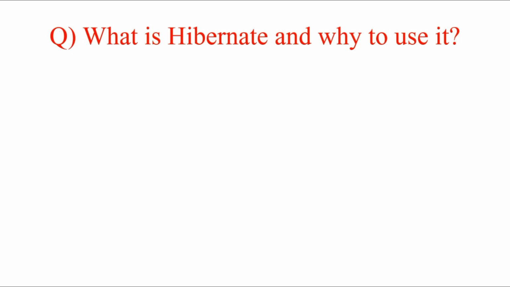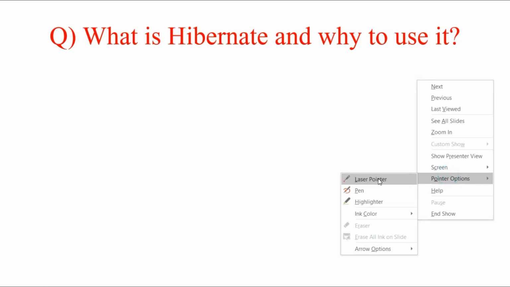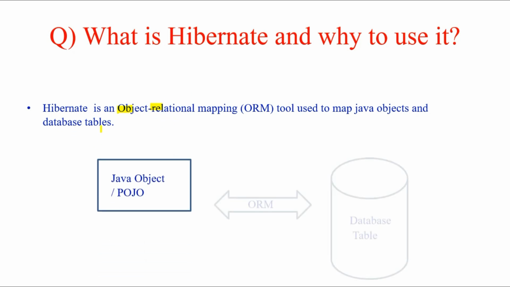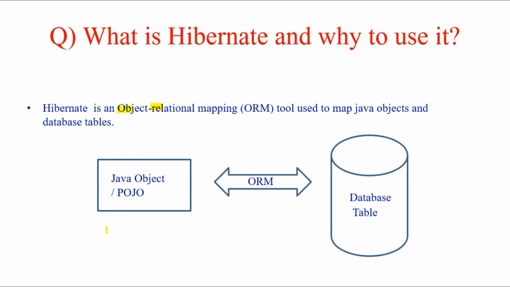The very first question which may arise in an interview is: what is Hibernate and why use it? Hibernate is nothing but an object relational mapping tool, an ORM tool, used to map Java objects and relational means database tables. If you have a Java object and a database table, how do you communicate between the object-oriented world and the database world? That is how you do it with ORM. So Hibernate is nothing but an ORM tool.